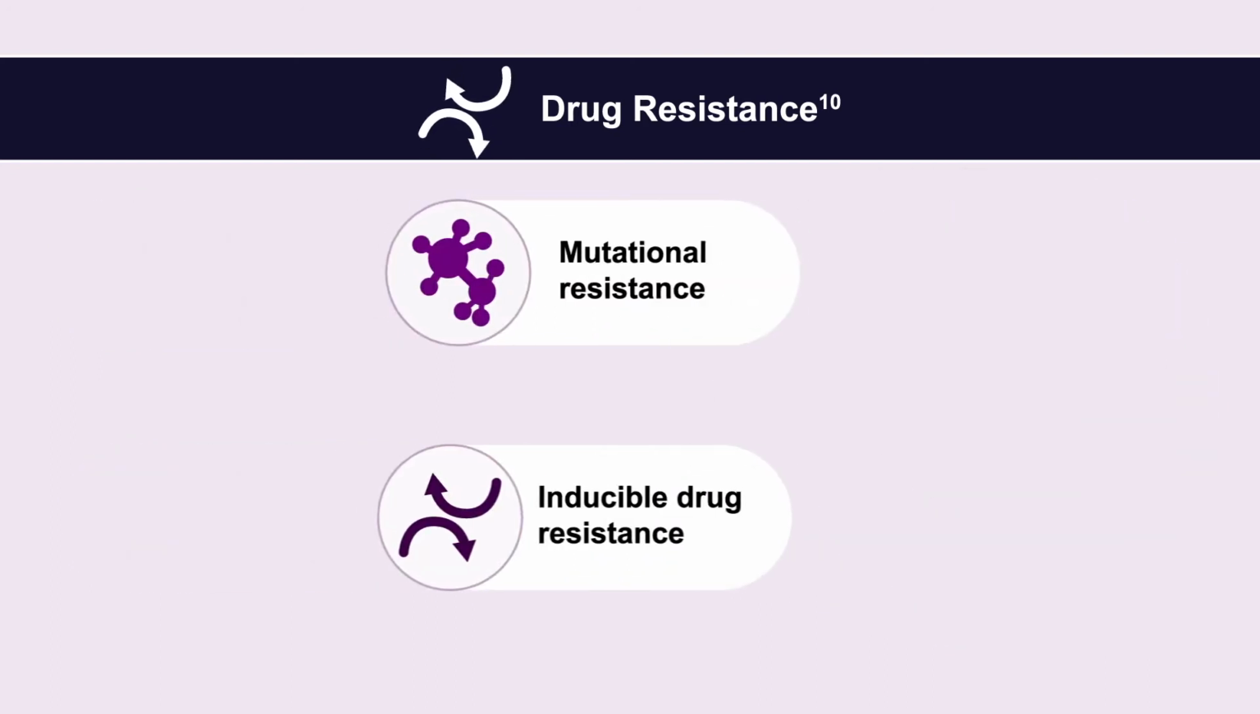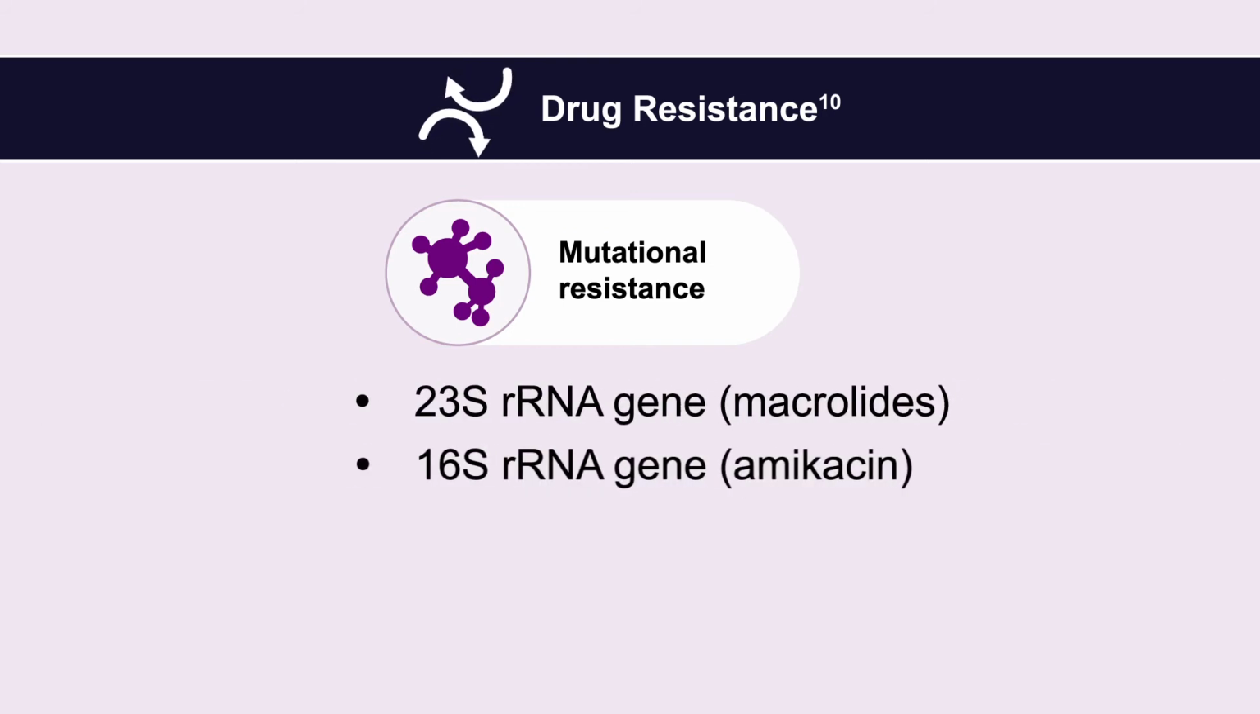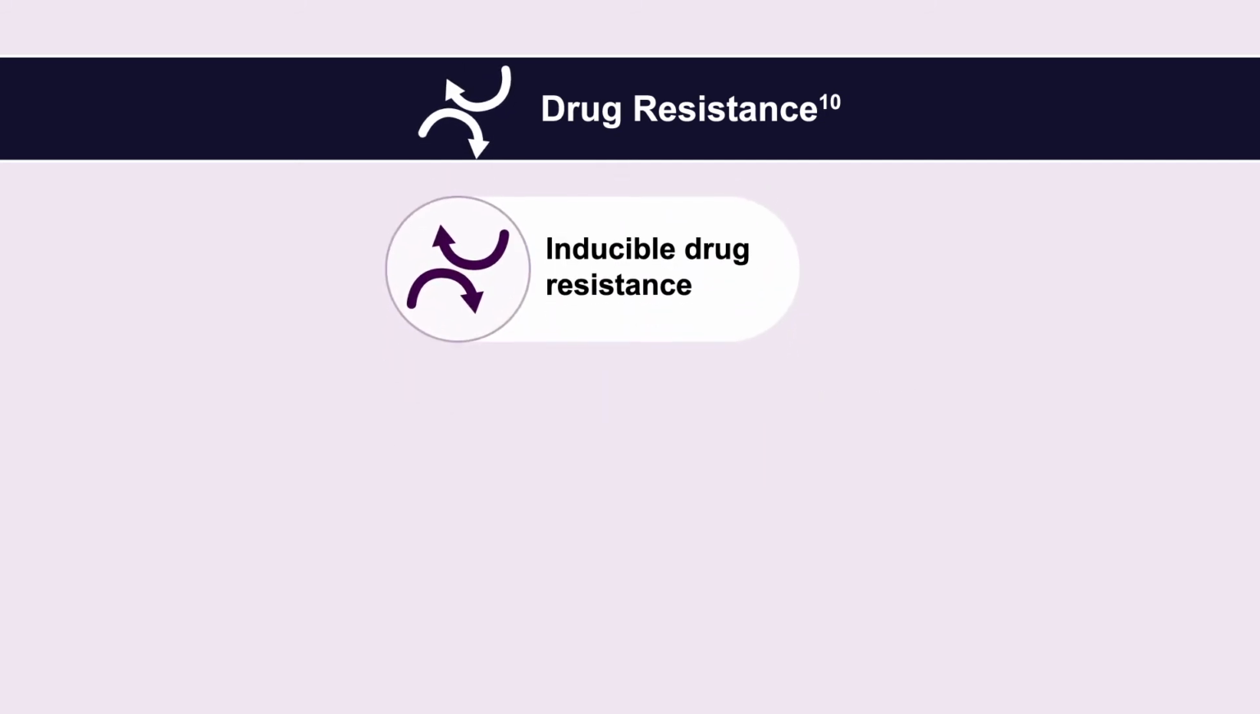So there's really two forms of resistance. There's mutational resistance, which is what we're used to thinking about. For example, a MAC isolate has a mutation in the 23S ribosomal RNA gene. It makes it resistant to macrolides. A mutation in the 16S ribosomal RNA gene makes it resistant to amikacin. But what's harder to understand or what's harder to identify is the inducible drug resistance. And this has been a big problem in the labs for years, but it is changing now.